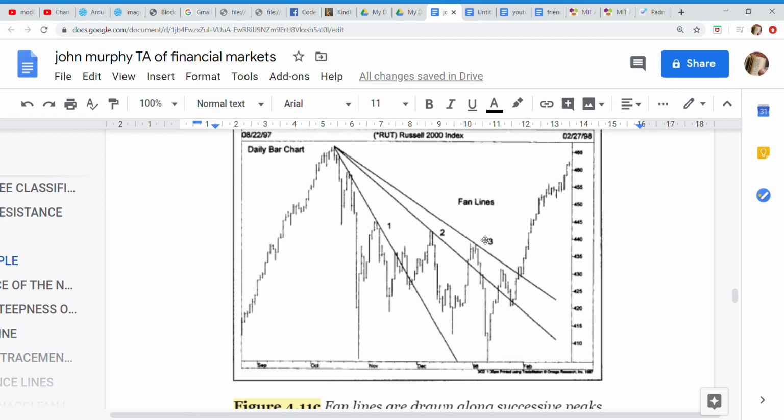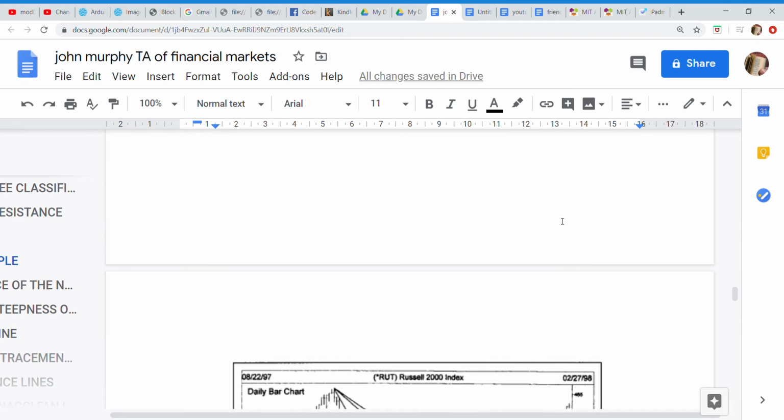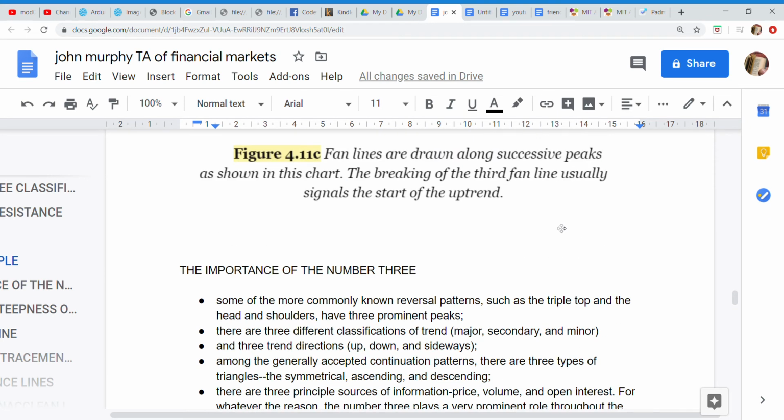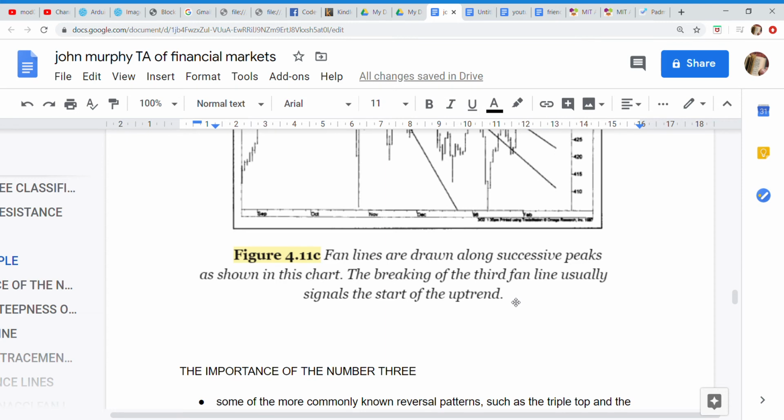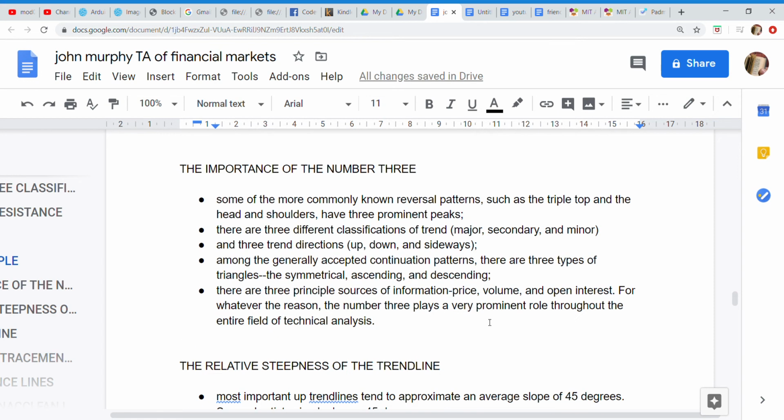After line 3 it is again bouncing back, and as it breaks line 3, it is in an uptrend right now. After line 3 it becomes an uptrend. So the third line usually signals the start of an uptrend. Breaking of the third fan line usually signals the start of an uptrend.